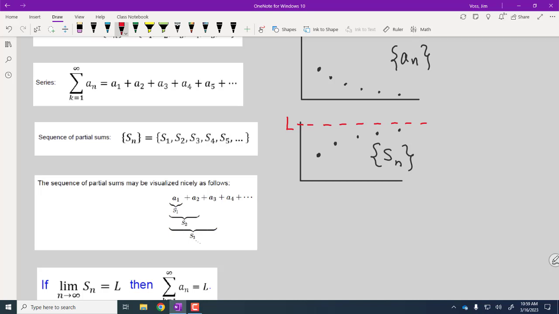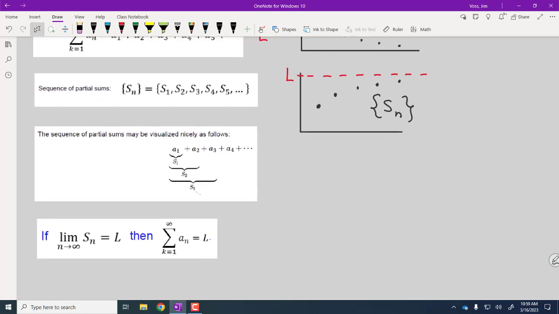So the a sub n's need to be going down to 0. The S sub n's should be forming an increasing bounded above sequence. So if we have a convergent series and there's all positive numbers, these are the images you should have in your mind. A sub n's go to 0, S sub n's go to the limit of the sequence of partial sums. And then if L exists, then we say that this series is equal to L. L is the sum of the series.